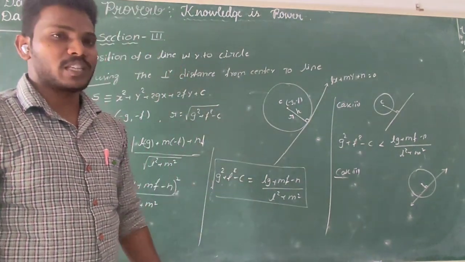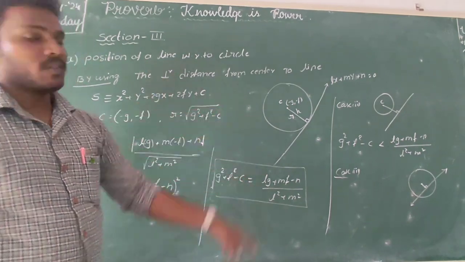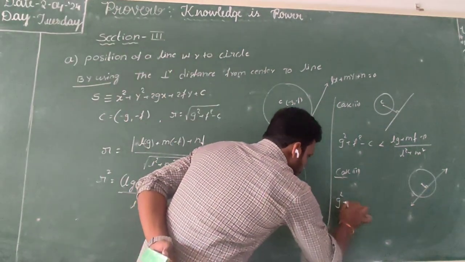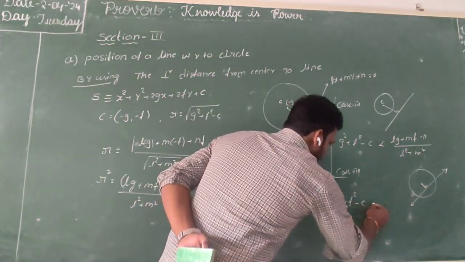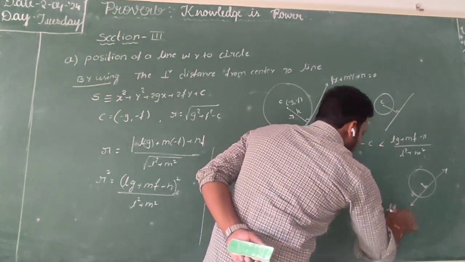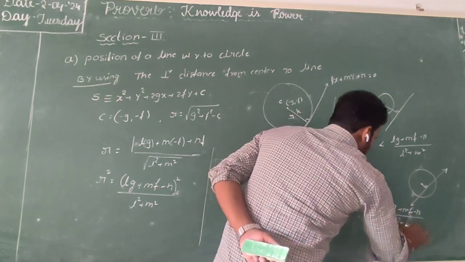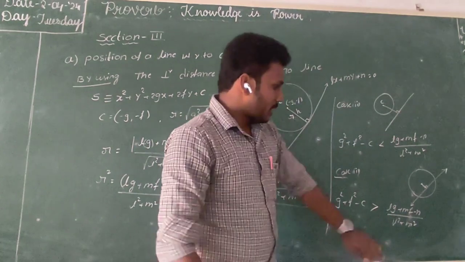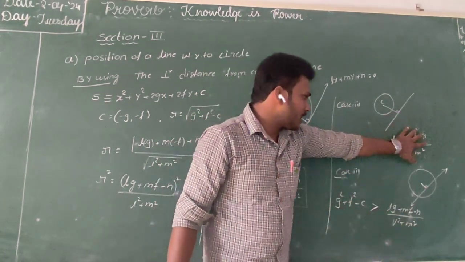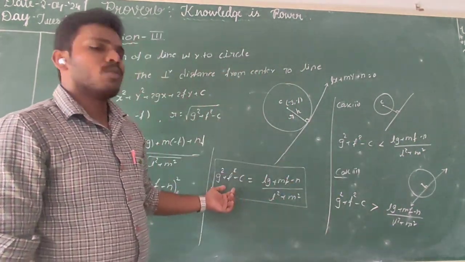So these are three conditions for the line equation with the circle equation combination, the position of a point to the circle. The third condition is g square plus f square minus c is greater than (lg plus mf minus n) by root over l square plus m square. Here the perpendicular distance is less than radius. Here the perpendicular distance is more than radius. Here the perpendicular distance is equal to radius.